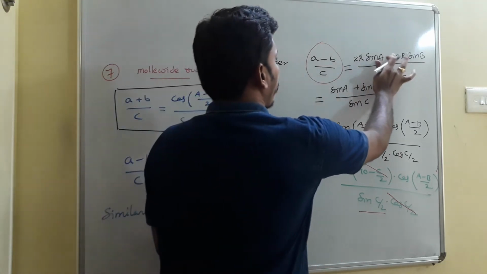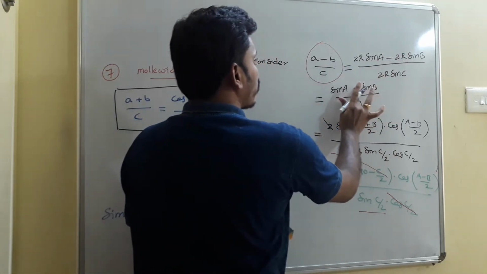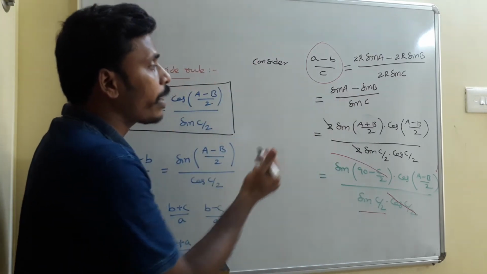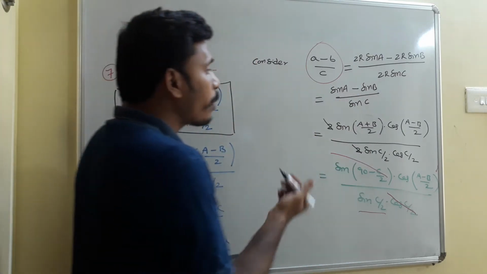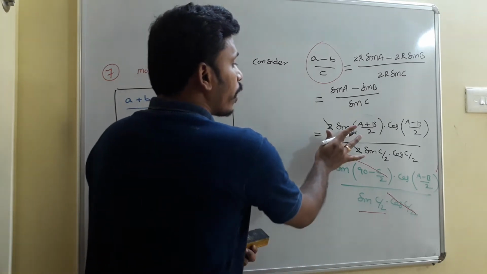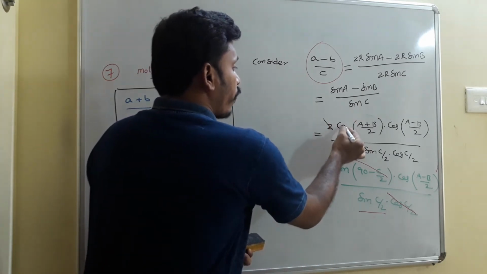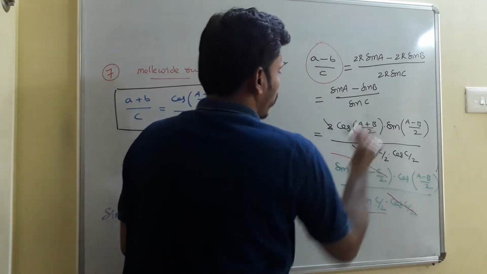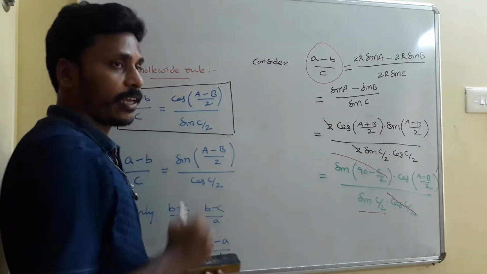Take here it is minus: (a − b)/c. So (2r sin a − 2r sin b)/(2r sin c). So this is also minus. And now sin a − sin b. Sin a − sin b is just nothing but 2 cos((a + b)/2) into sin((a − b)/2). Here it is cos and there it is sin.